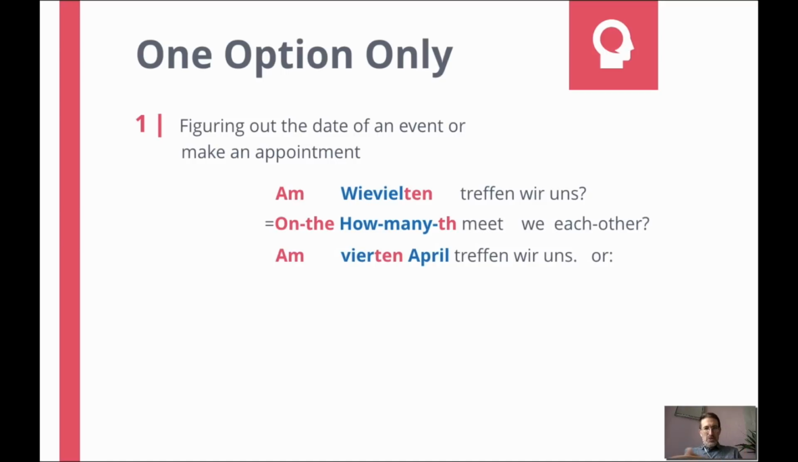I've sorted or organized the sentence in a way that you can see the relation to the question, but normally we would start with a wir and then we would get this sentence. Wir treffen uns am 4. April. That would be a more natural way to say it.